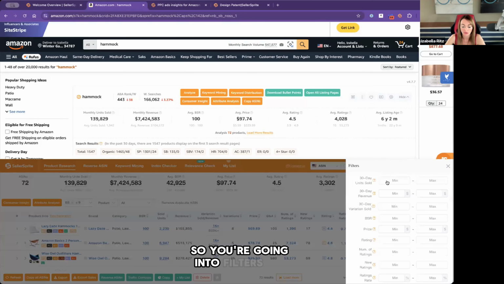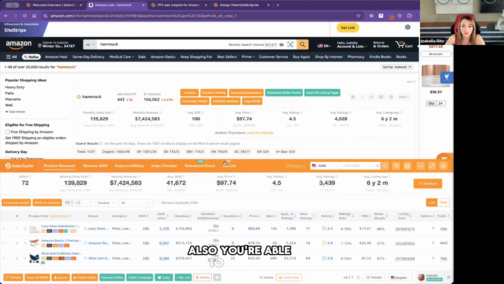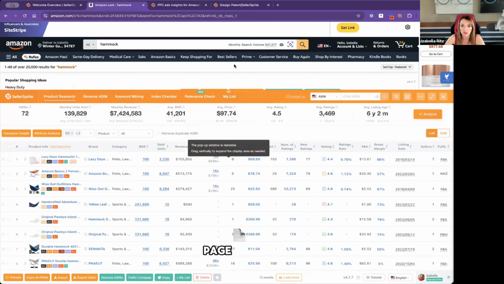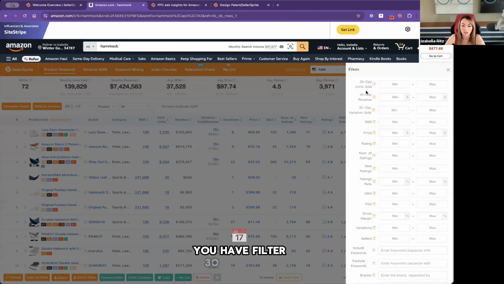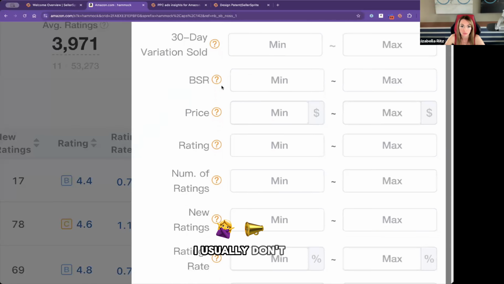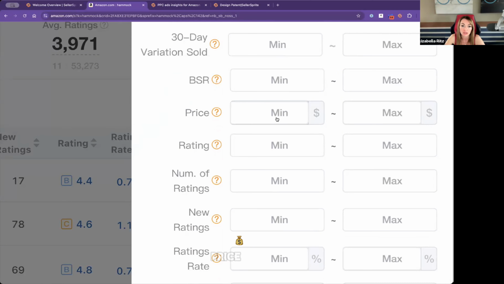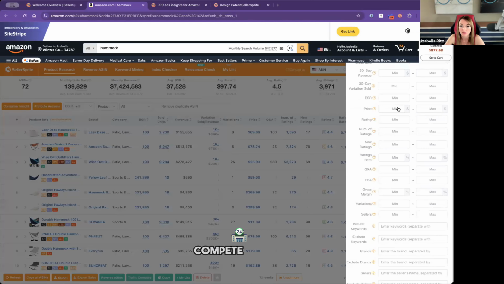So you're going into filters, and we have so many of those here. Also, you're able to lift this page a little bit, so you just drag it on top if you want to have it on the full page. So you're going into the filter, so you have filter 30 days units sold, 30 days revenue, 30 days variation sold. I prefer to look over the ASIN first before I dive into the specific variation. You can look at the BSR. I usually don't pay much attention here because I'm paying attention to the price, sold, and ratings, because I do want to see if I am able even to compete on this market.